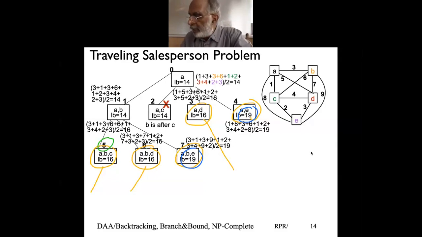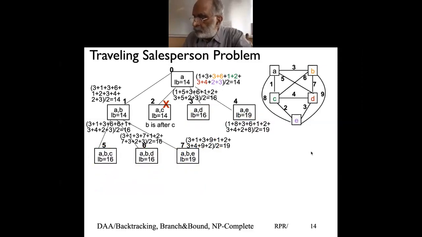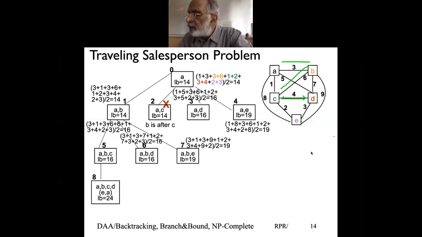Doesn't really matter. When I explore node 5, my path is A to B, B to C. Now my choices are either I can go to D or I can go to E, and evaluate my lower bound accordingly. So if I do next D, A, B, C, D, my path is A to B, B to C. Now if I take C to D, I've already taken all 4 nodes. That means my only next choices are going to be D to E and E to A. I don't have anything left. So my cost for A is going to be 3 plus 8.